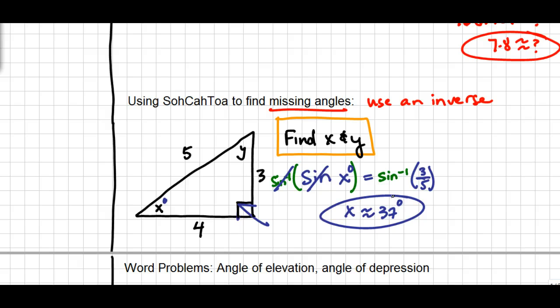Now keep in mind that if you are asked to find angle y as well, you can use your geometry skills from here. I know that all the angles in a triangle add up to 180. So if I say 180 minus the 90-degree angle that's already there, minus the angle that I just found, that should tell me the remaining angle. So that would be 53 degrees for angle y.